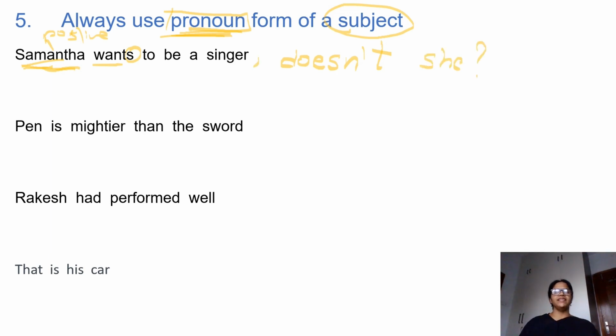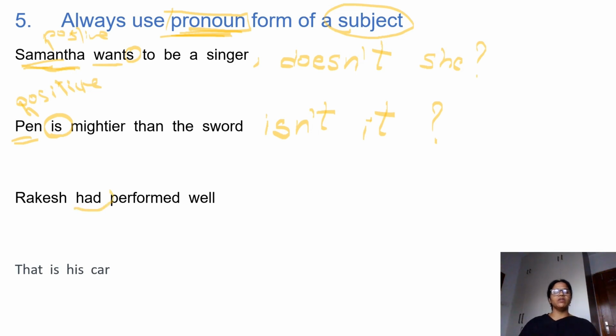Pen is mightier than the sword. Now what is the helping verb? Is. And the statement is positive. We need a negative tag. Is not. Contraction is isn't. And pen is third person singular and it is a neuter gender. And for third person neuter gender we use it. Isn't it?